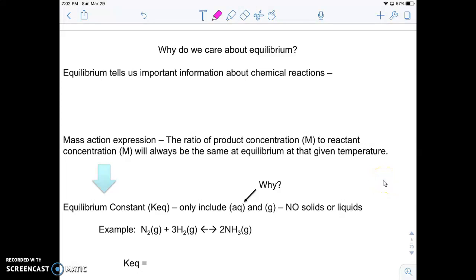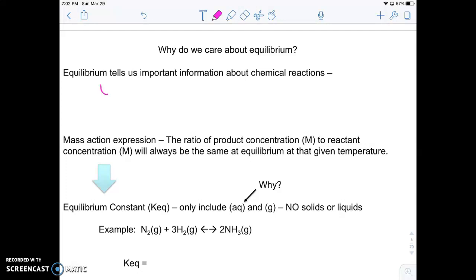Hi guys, so now we're going to get into more of the honors topics within the equilibrium unit. A lot of this is going to be calculations. So why do we care about equilibrium? When you have a forward and reverse reaction going at the same rate, what did we say happens to the concentrations of the reactants and the products? They stay constant. So when we're in equilibrium, we know what the concentration of the reactants and the products are over an unlimited amount of time because they're never going to change.